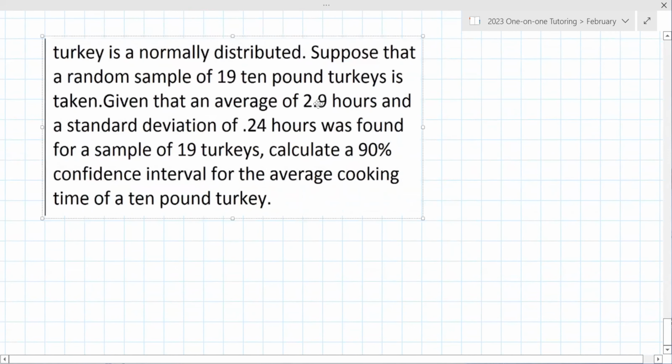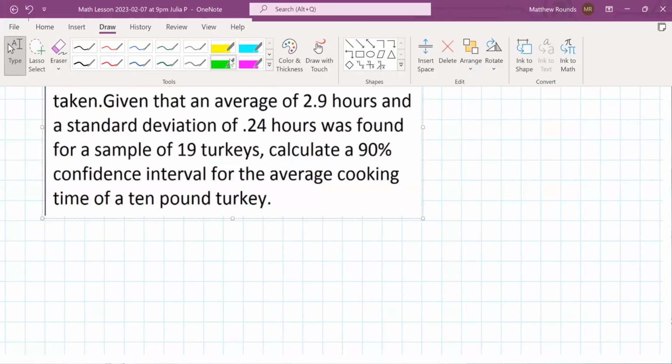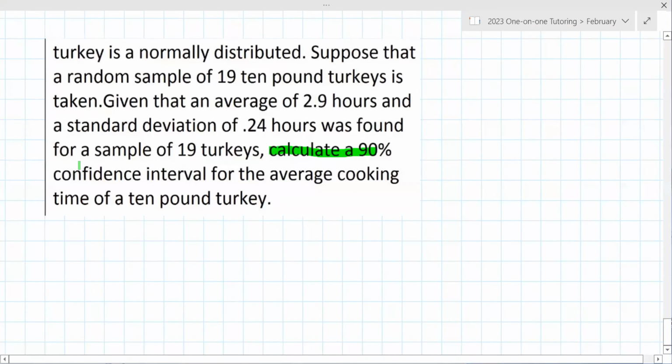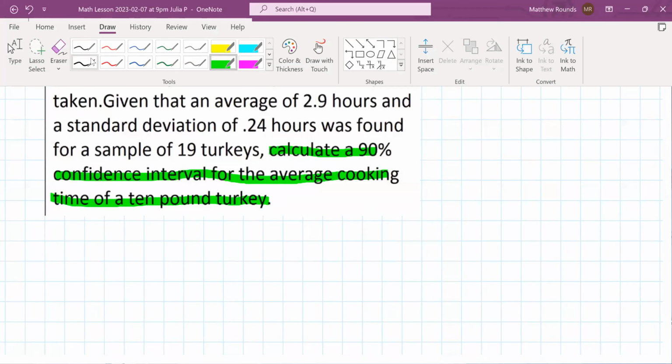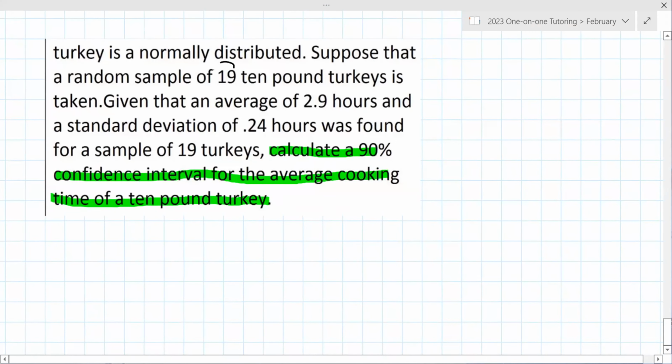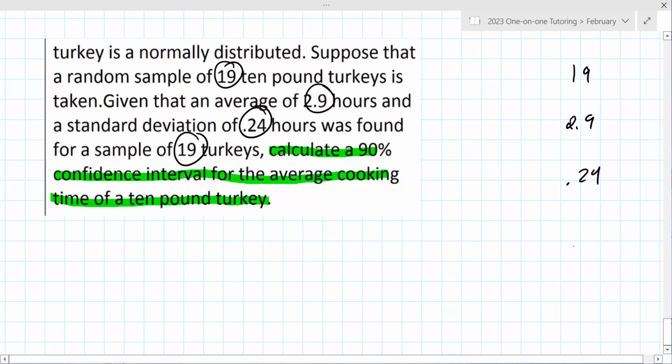All right. Again, probably good to go to the last sentence here. Calculate a 90% confidence interval for the average cooking time of a 10-pound turkey. So we got a bunch of numbers here: 19, 2.9, 0.24, and 19 again. That's probably the same value, but we want to know what each of those symbols are. So go ahead and read it over and see what you come up with.